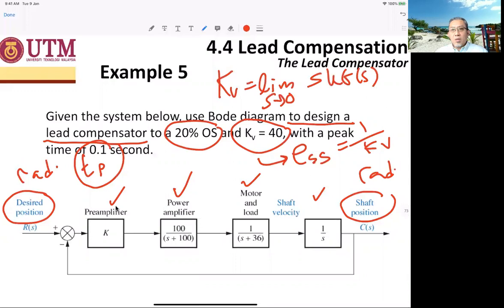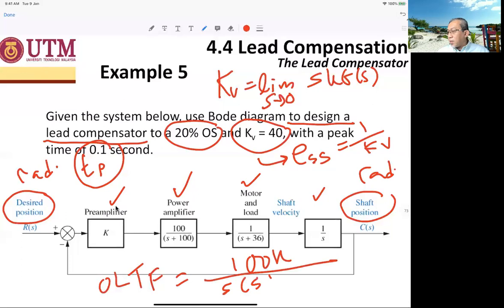That is the formula for Kv, and the error is 1 over Kv. And this open loop transfer function is 100K, that is, K multiplied by 100 multiplied by 1 multiplied by 1 over (s + 36)(s + 100). This is the way you analyze the problem.